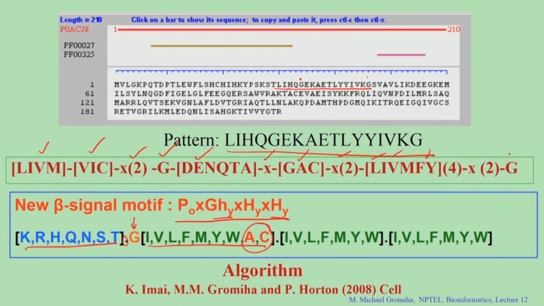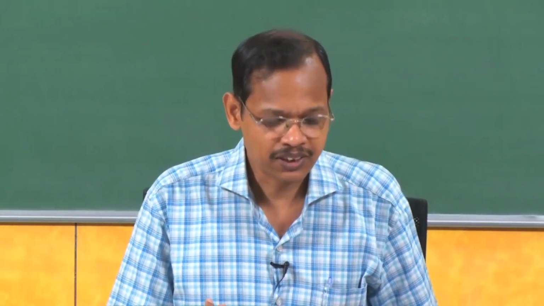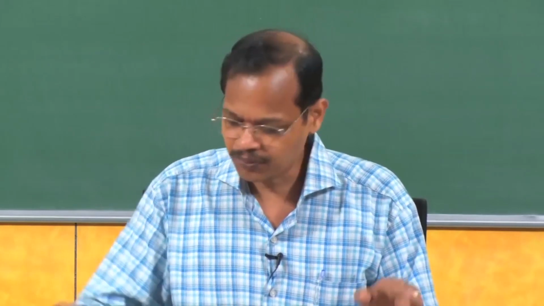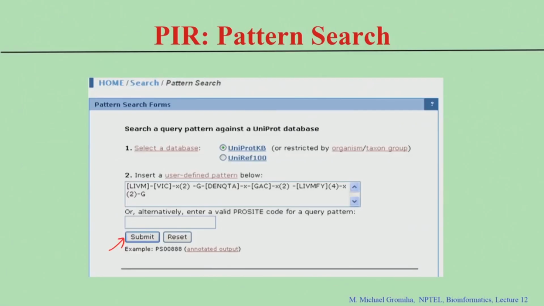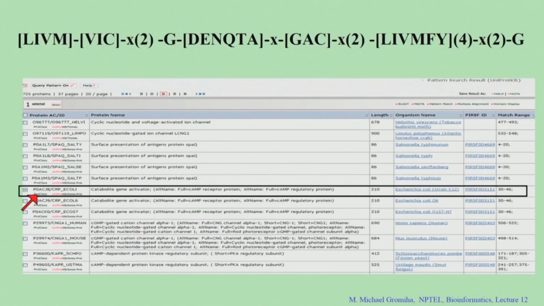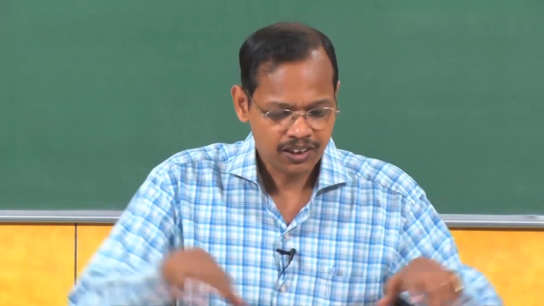Now, the question is: experimentally they showed that this specific motif is important, but is that true or not? How to verify? First, you take all the beta barrel membrane proteins, and you can easily write a pattern, because if you go here and write this pattern, you will get the list of proteins. Or the other way, first download all the beta barrel membrane proteins and then see whether this pattern is available or not.